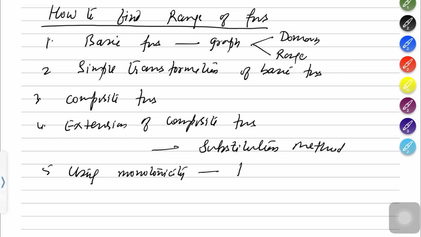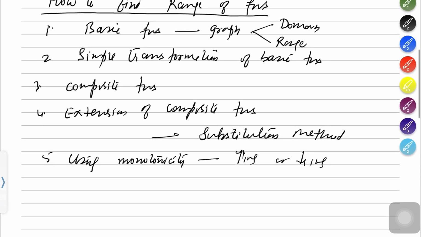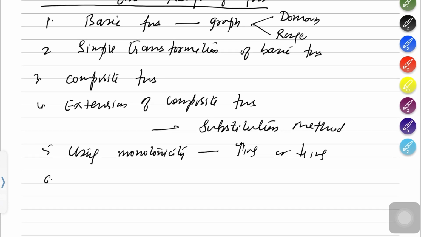That means we should know the increasing or decreasing concept, and then using it we can find the range of a function. The sixth method is a very algorithm-based method. Suppose the function is of the form linear upon quadratic, or quadratic upon quadratic, or quadratic upon linear. If the function is of this form, then there is a set algorithm. So we'll follow this algorithm to find the range of a function.